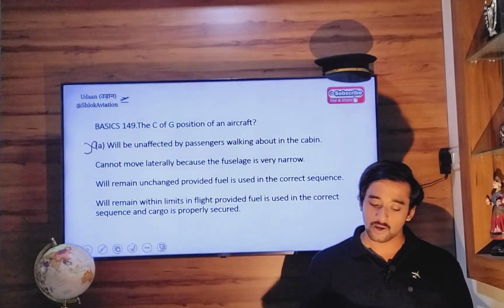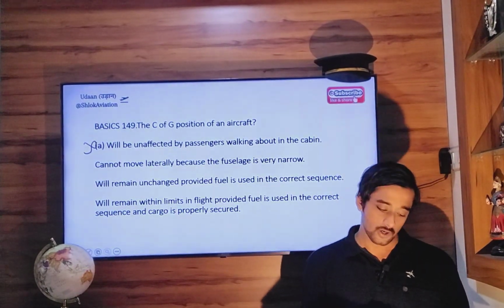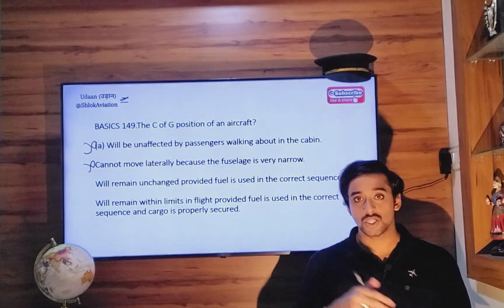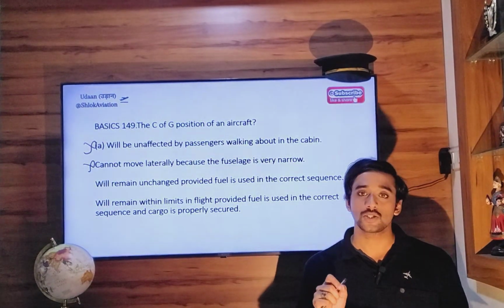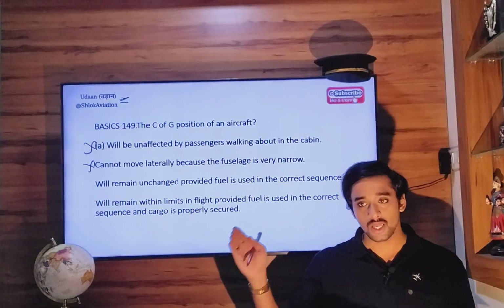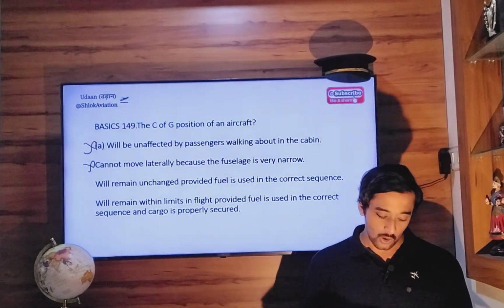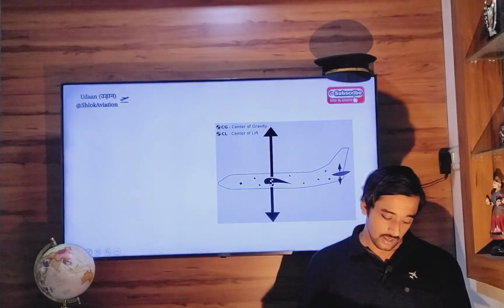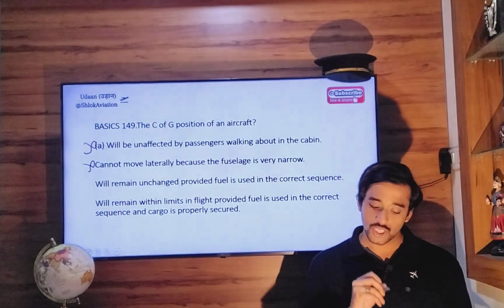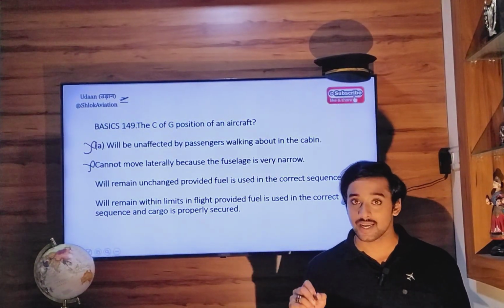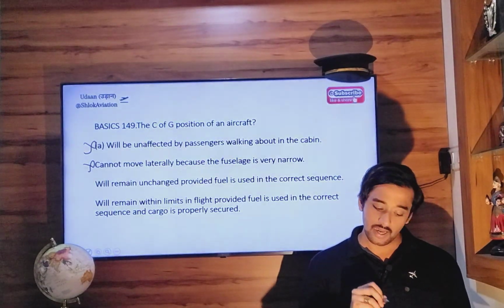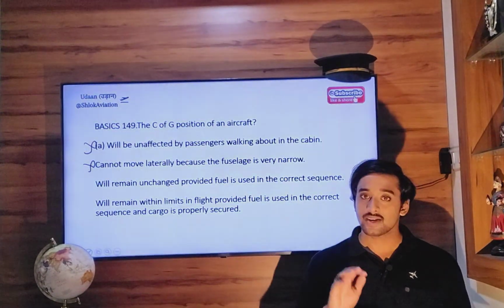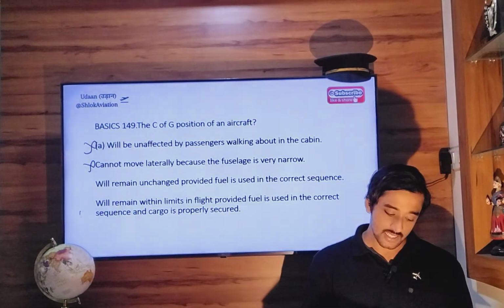Cannot move laterally because the fuselage is very narrow. Wrong. The center of gravity as your flight progresses from departure to destination has the ability to move longitudinally between the nose and tail of your aircraft and also laterally, that is from wingtip to wingtip. Okay, next. It will remain unchanged provided fuel is used in the correct sequence. It will remain within limits in flight provided fuel is used in the correct sequence and cargo is secure. So delta is the right option.